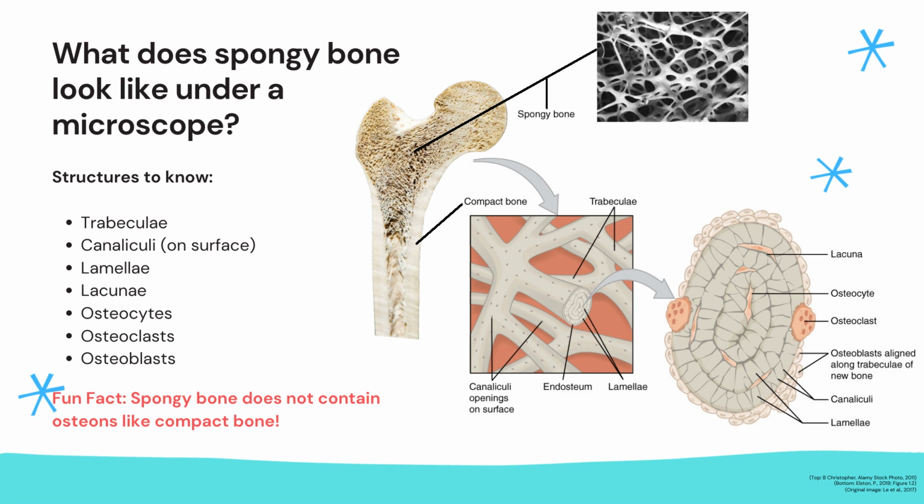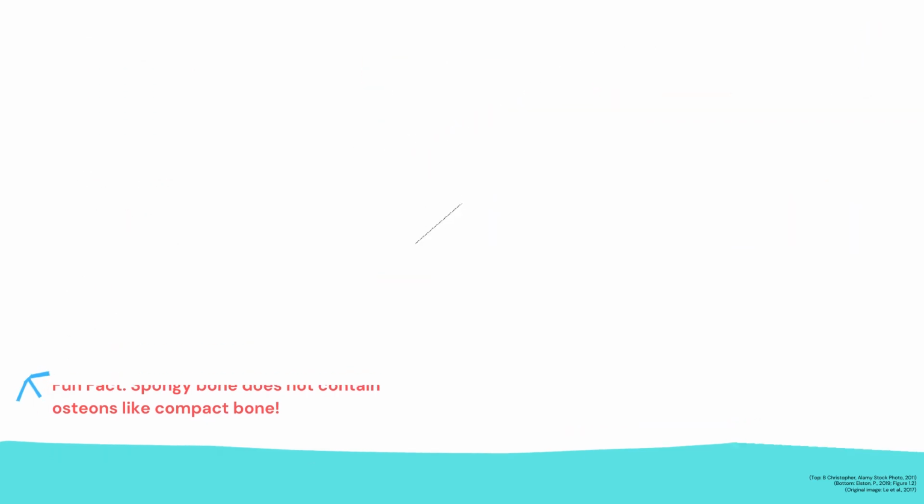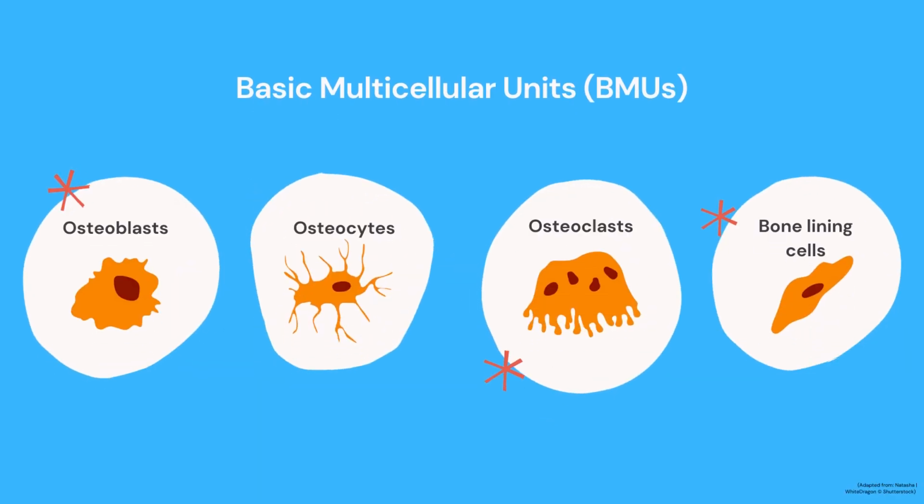Now that we've covered the two main types of bone, let's travel further and look at the cellular structure of bone. At the cellular level, bone is composed of BMUs, that is, basic multicellular units. There are four main kinds of cells: osteoblasts, osteocytes, osteoclasts, and bone lining cells.